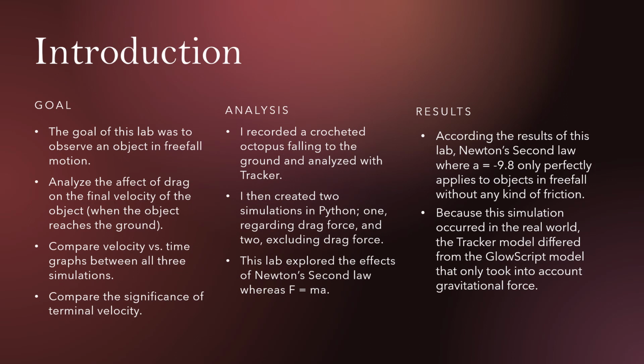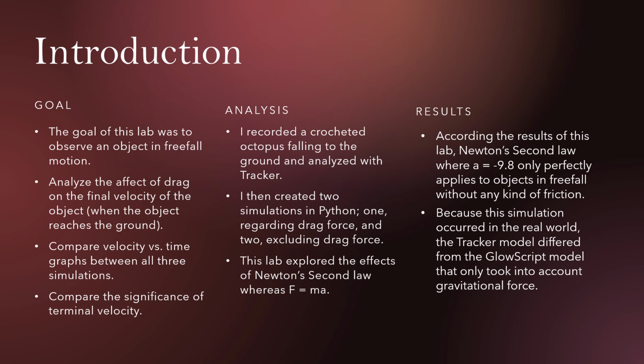The goal of this lab was to observe an object in freefall motion, analyze the effective drag on the final velocity of the object when it reaches the ground, compare velocity versus time graphs between all three simulations, and compare the significance of terminal velocity. I recorded a crocheted octopus falling to the ground and analyzed it with Tracker. I then created two simulations in Python, one including drag force and one excluding drag force.